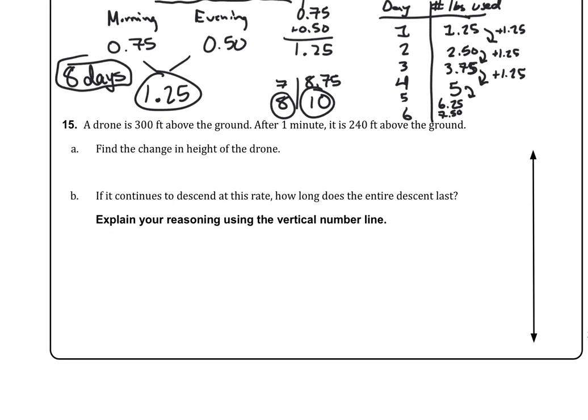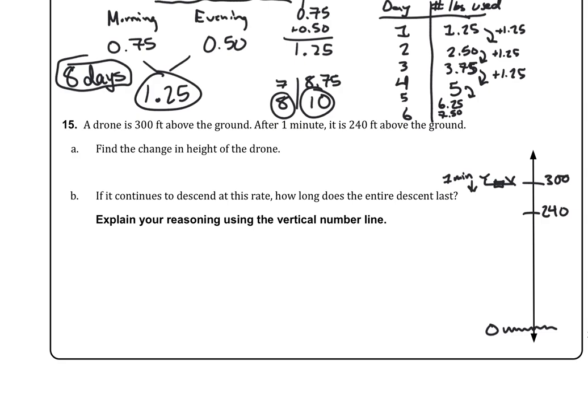All right. Number 15 says a drone is 300 feet above the ground. After 1 minute, it is 240 feet above the ground. Okay, so here's my little picture. Here's my ground. We would say the ground is our 0 point. If we draw our little drone here, some sort of box on it. It started at 300 feet, and then after 1 minute, it went down to 240 feet.